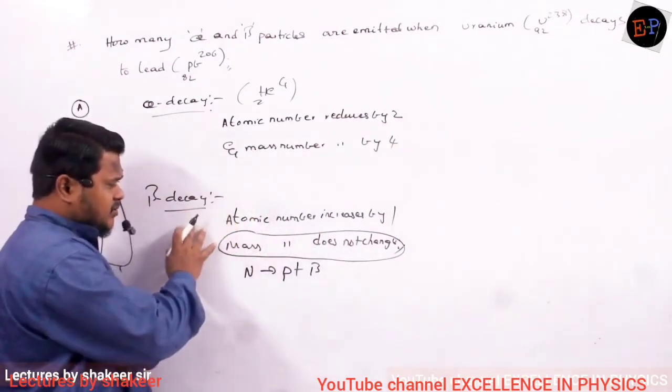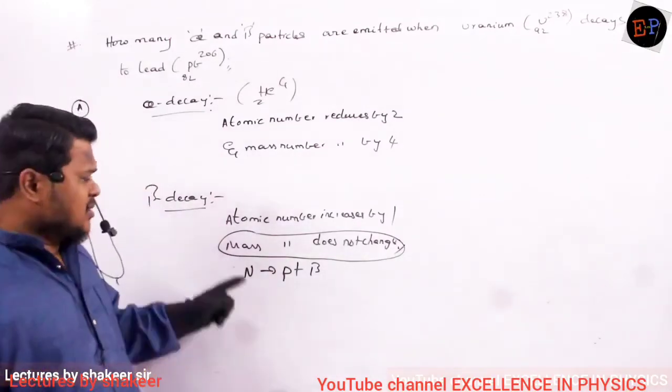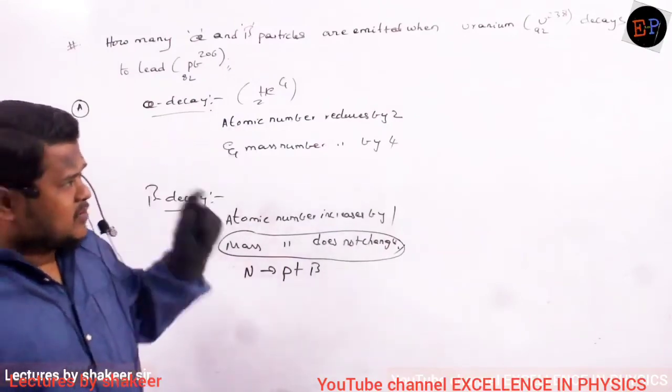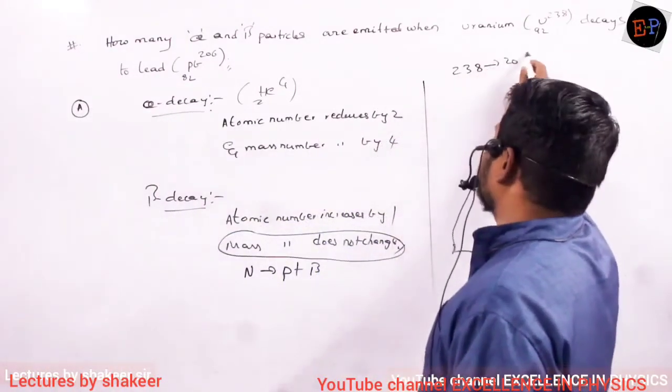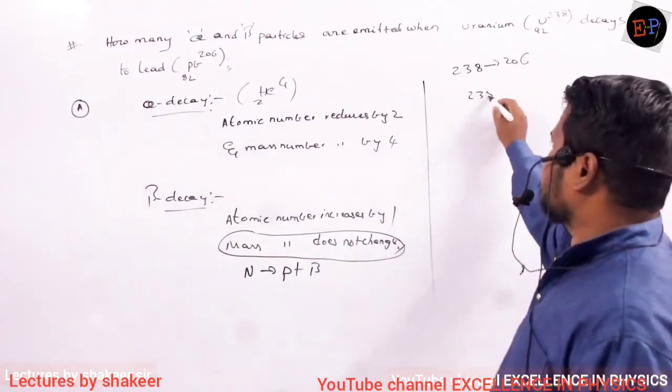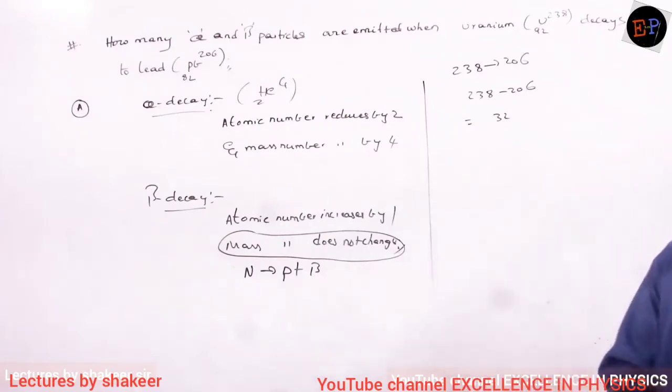So whatever the number of beta particles released, 2, 3, 4, 5, 6, any number, mass number never changes. So first you take mass number. Uranium 92-238 is converted into 206, no? So what is the reduction in mass number? 238 minus 206 is how much? 32. So this is the reduction in mass number.